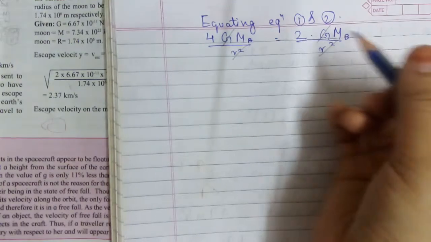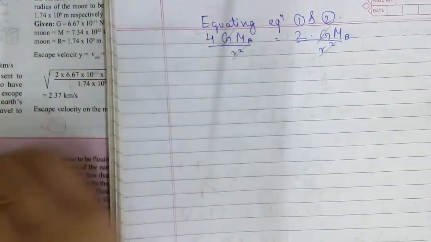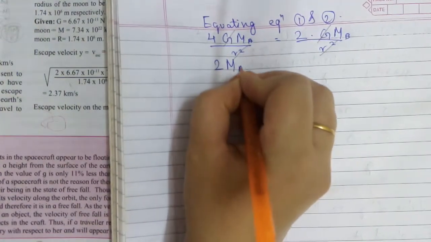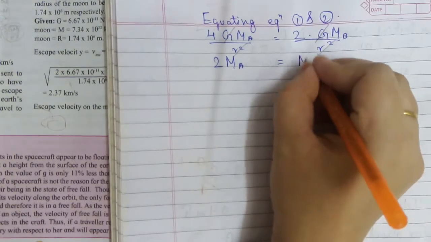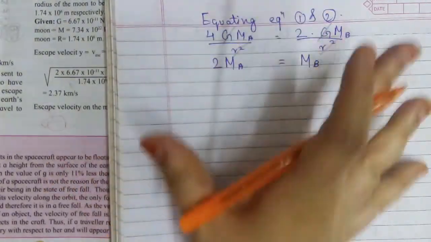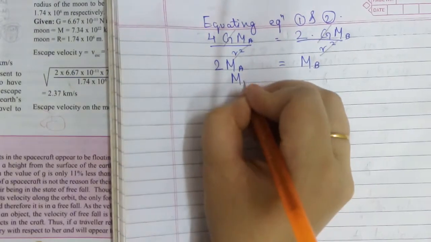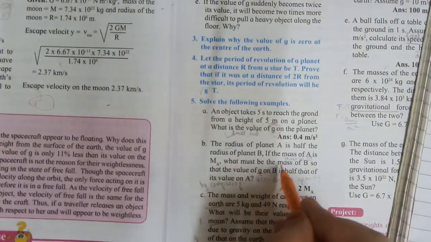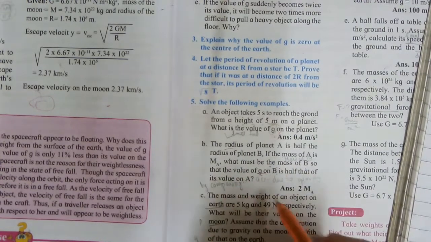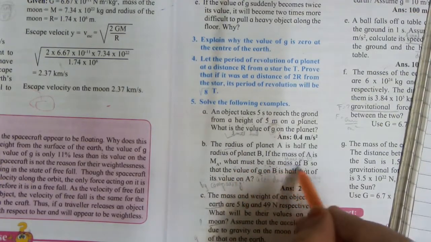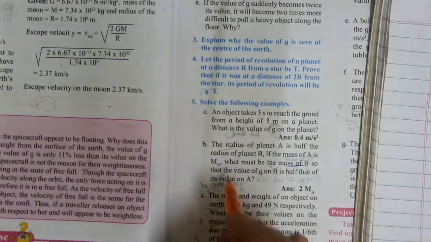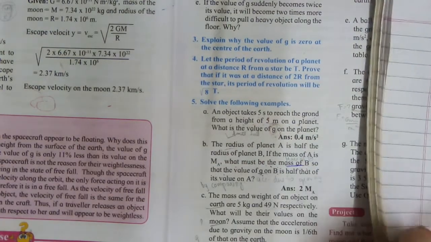Here 2 ones are 2, 2 twos are 4. So what will be the remaining term? Twice of mA is equal to mB. So just rearrange the terms, that mB is equal to twice of mA. So this is what we have to prove, right? Because here it is given the mass of B, so what must be the value of the mass of B. So here we have calculated the mass of B is equal to twice of mA. Alright, so this is how this question is to be solved.